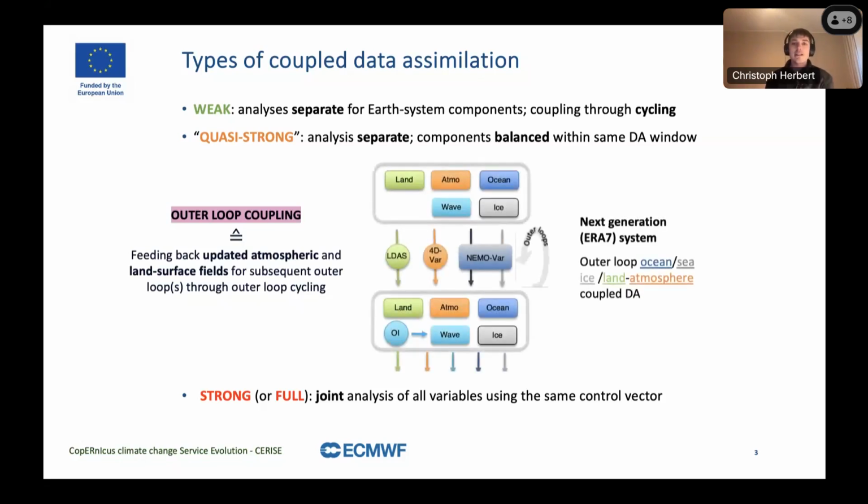And just to give you an idea about our strategy at ECMWF, our future generation ERA7 system ideally would look like, or this is planned to look like the following, that we have the different outer loops.